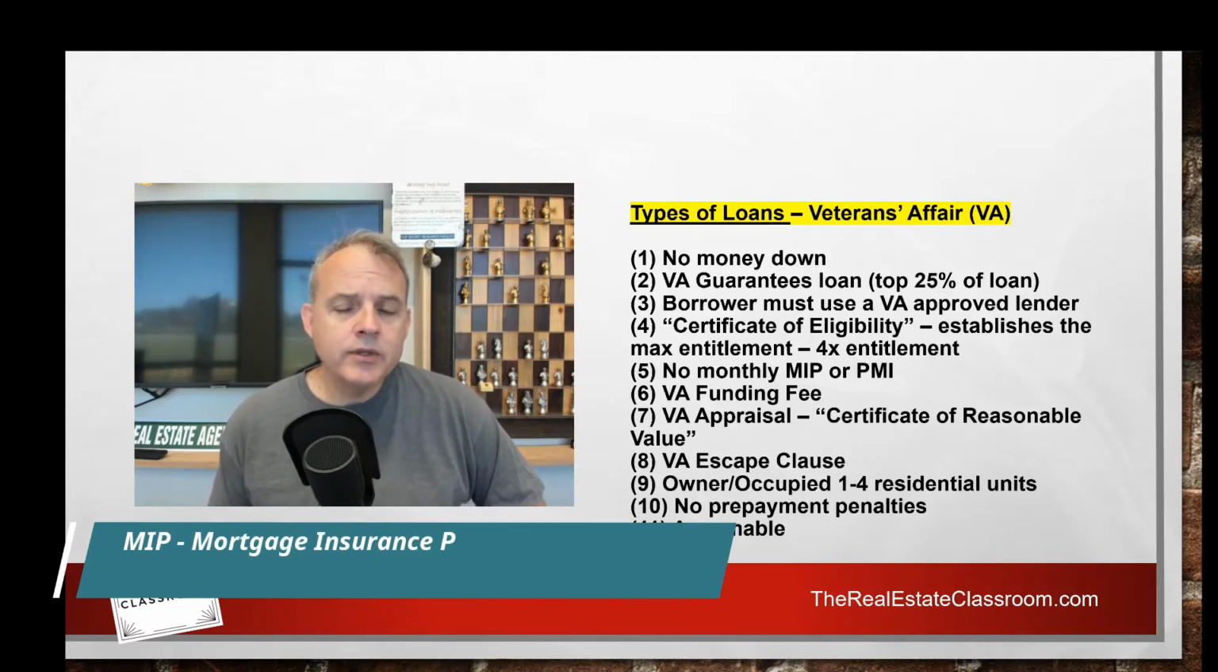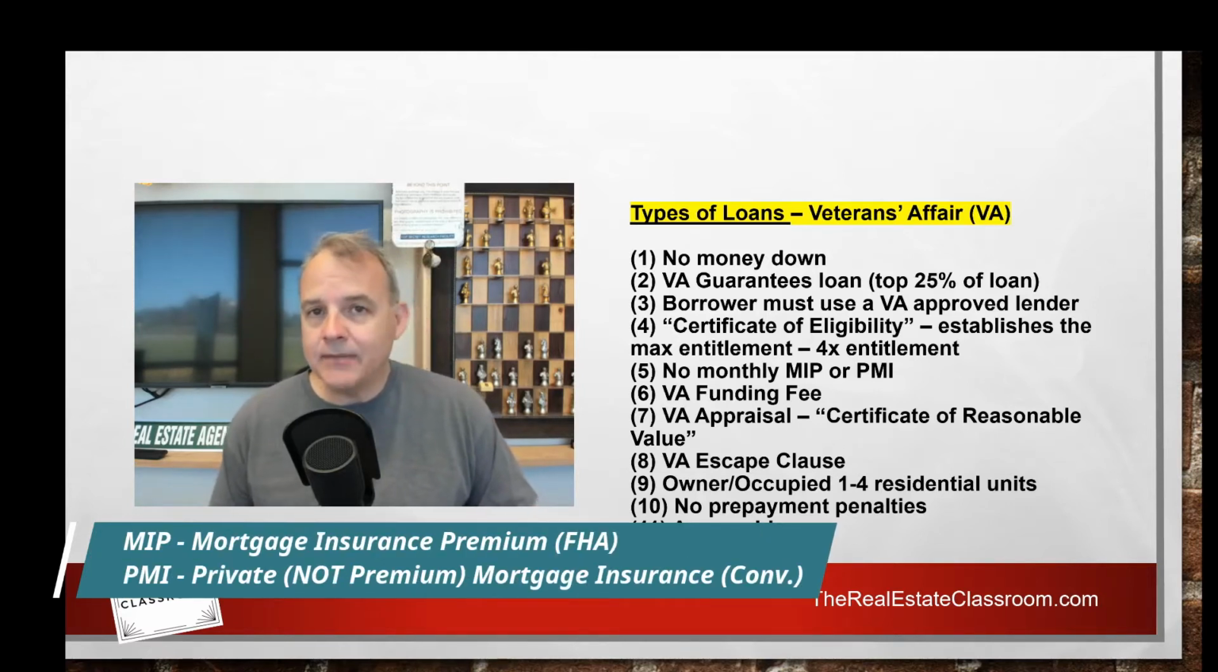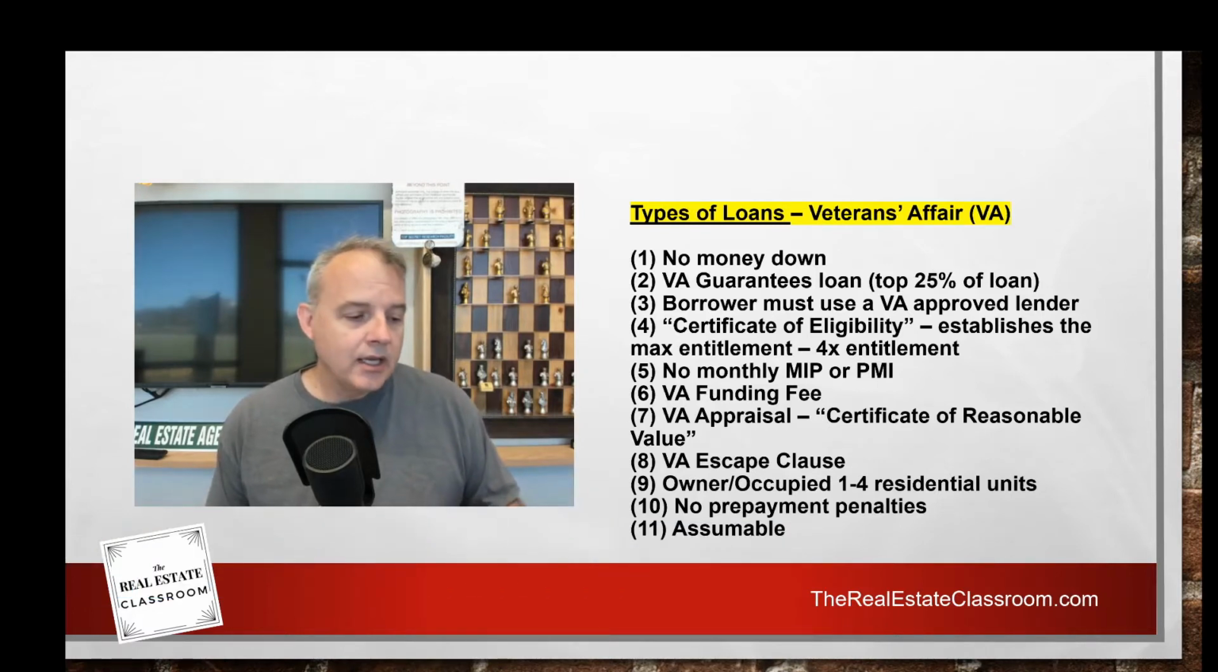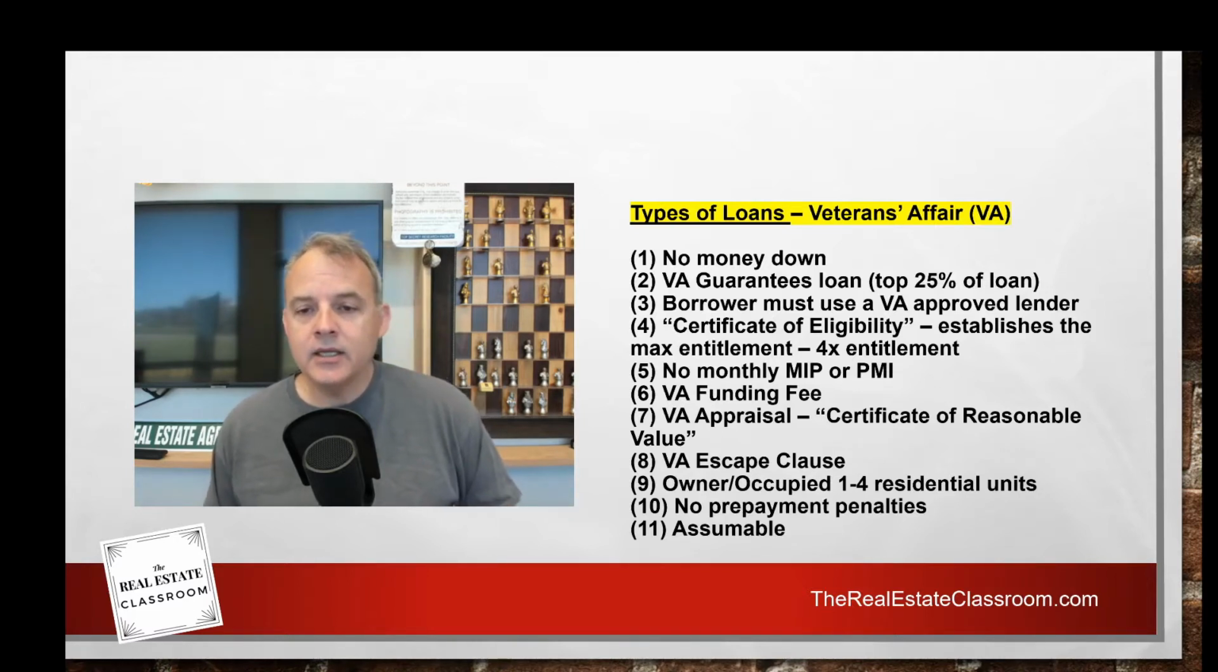Number 5, there's no MIP or PMI. Now, MIP stands for Mortgage Insurance Premium, and PMI stands for Private Mortgage Insurance, and they can be upfront or on a monthly basis. But another great thing is because the VA is guaranteeing that top 25%, essentially the lender is only making a 75% loan to value ratio. So therefore, the PMI or the MIP is not going to be required for this loan, which again saves that veteran some extra money. We're going to talk more about MIP and PMI later in this video.